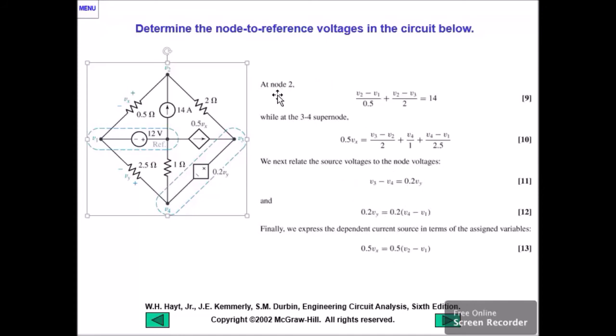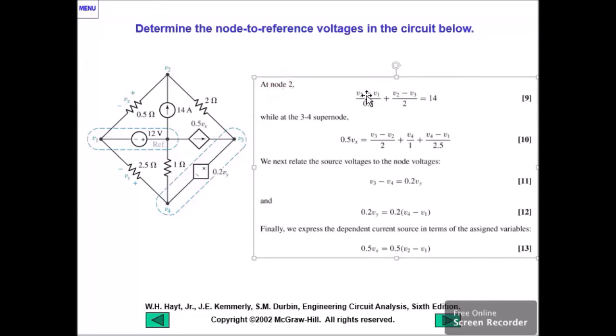Basta nag-analyze ka, nag-KCL ka sa node, gamitin mo yung mga nodal voltage. Later na lang yung mga relationships. Okay? Later na lang ang mga relationships. Okay. So, punta tayo sa supernode.